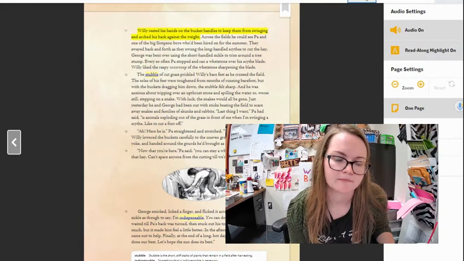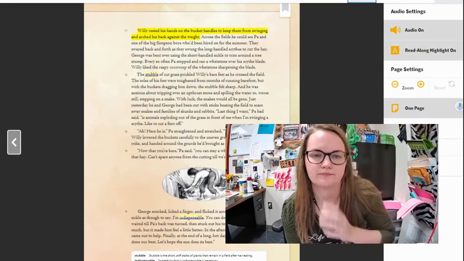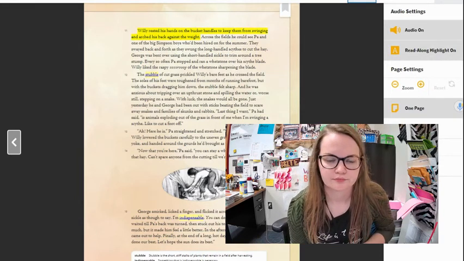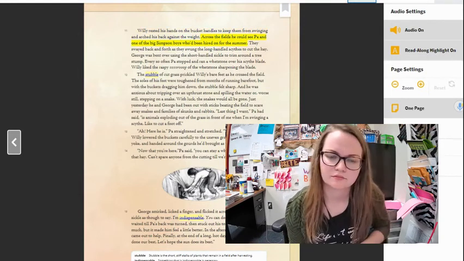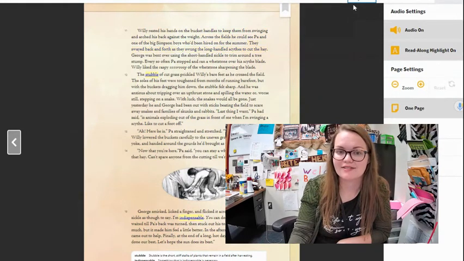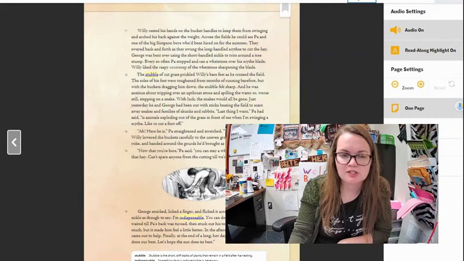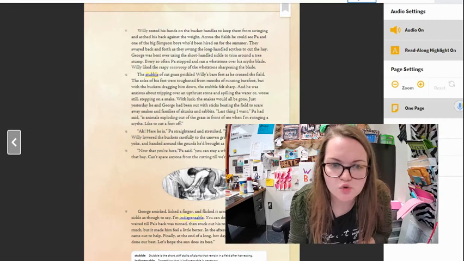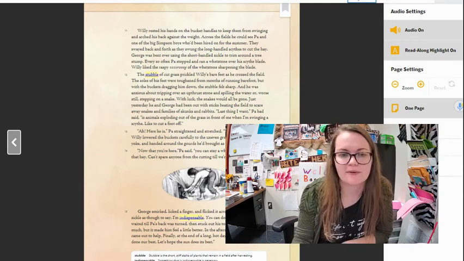Willie rested his hands on the bucket handles to keep them from swinging and arched his back against the weight. Across the fields, he could see Pa and one of the big Simpson boys who'd been hired on for the summer. They swayed back and forth as they swung the long-handled scythes to cut the hay. George was bent over using the short-handled sickle to trim around a tree stump. Ever so often, Pa stopped and ran a whetstone over his scythe blade. Willie liked the raspy droop of the whetstone sharpening the blade.